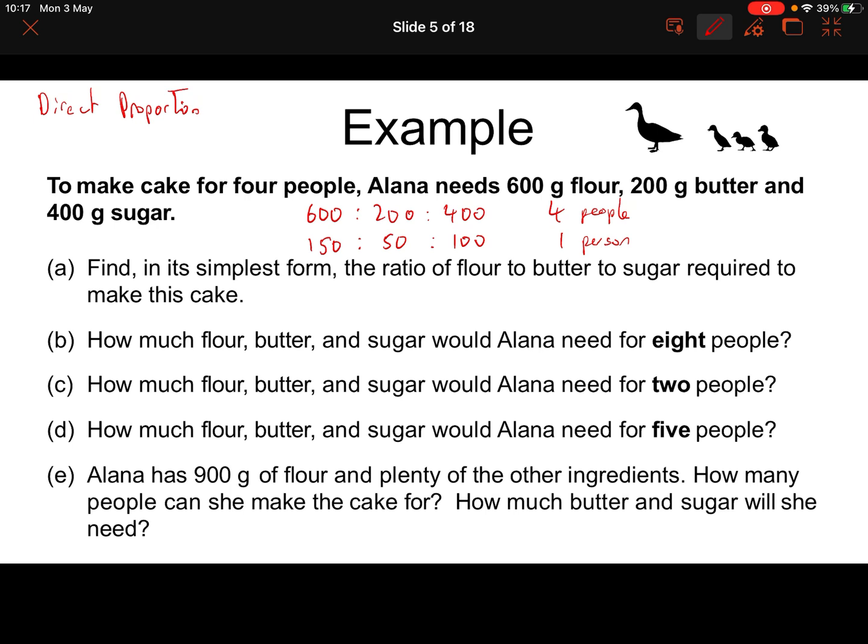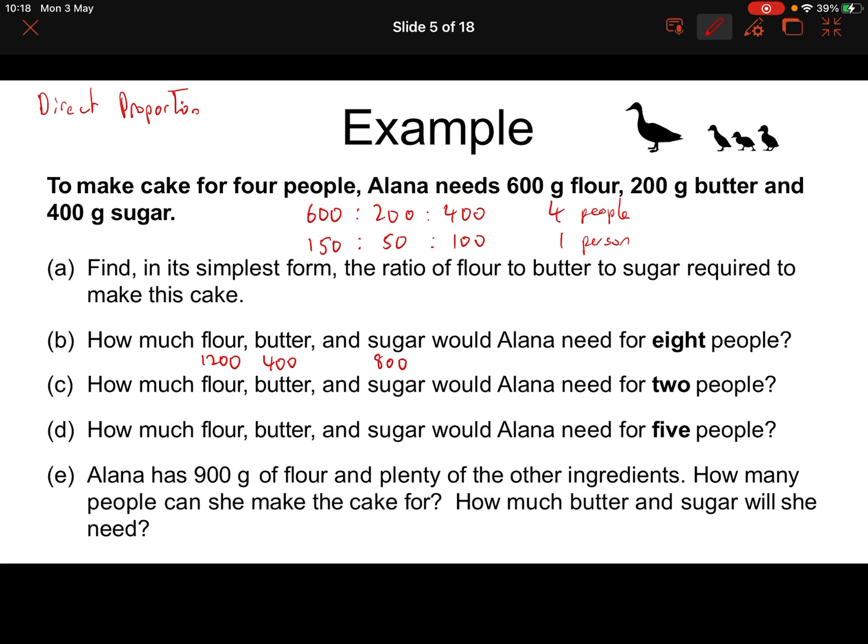Okay? So now how am I going to work out how to feed 8 people? I'm simply going to multiply each of those values by 8. So 150 times 8 equals, I need 1,200 grams of flour. For butter, I need 50 times 8. 50 times 8 is 400. I need 400 grams of butter. And sugar, 100 times 8 is going to be 800. So I need 800 grams of sugar. And you see, because I've done this unitary method, all of them are easy.